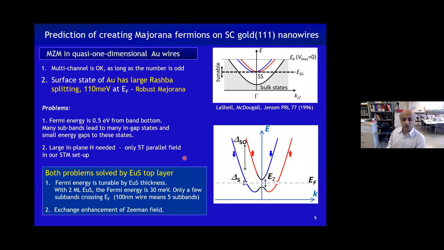Now, what we found out was that, magically, europium sulfide, when you put it on this gold surface, actually allowed us to reach both goals. First of all, it reduced the Fermi energy way down, all the way to about 30 milli-electron volts from the bottom of the band. That means you don't have to deal with a huge number of these modes. We just have a few modes. For example, if it goes down to about 30 milli-electron volts, then you just have to deal with about 5 modes, subbands crossing the Fermi energy.